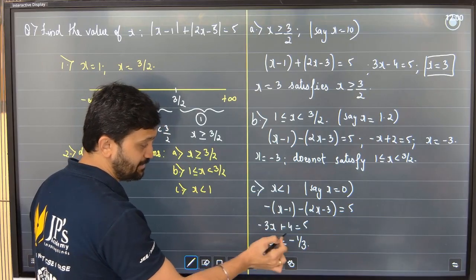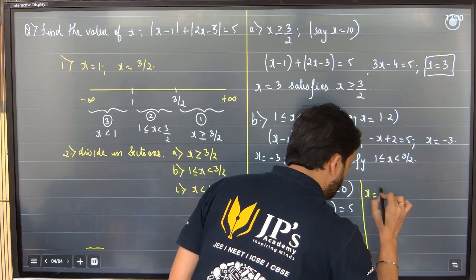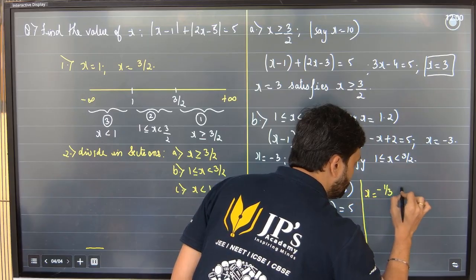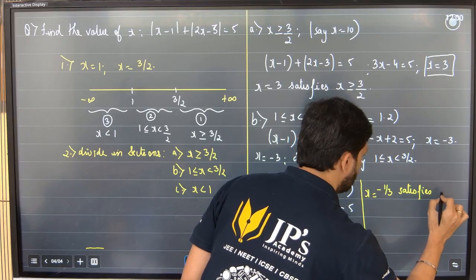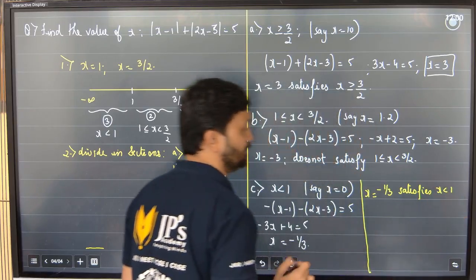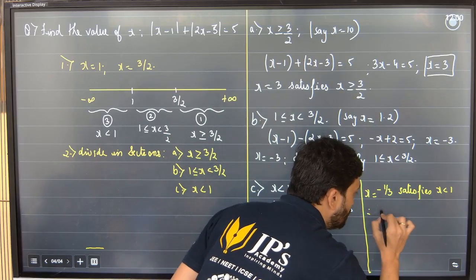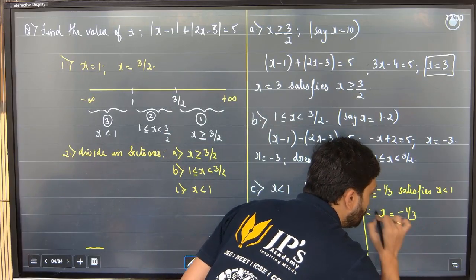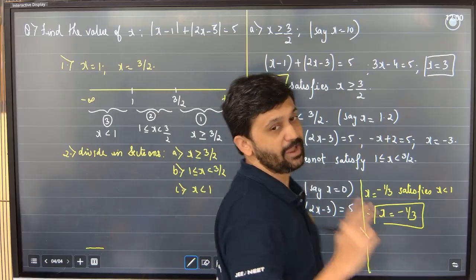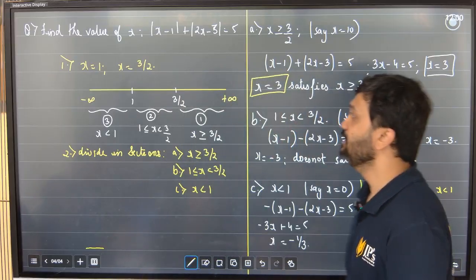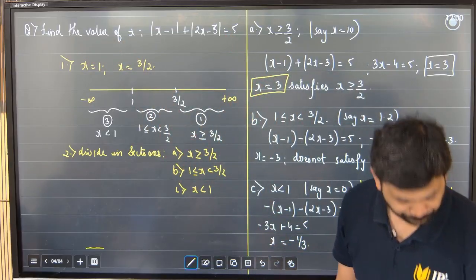And yes, it satisfies. Therefore, I will write x is equal to minus 1 by 3 satisfies x is less than 1. Therefore, the third value is x is equal to minus 1 by 3, and the first value is x is equal to 3. And these are the two values of x that can satisfy this equation. Please ask your doubts.